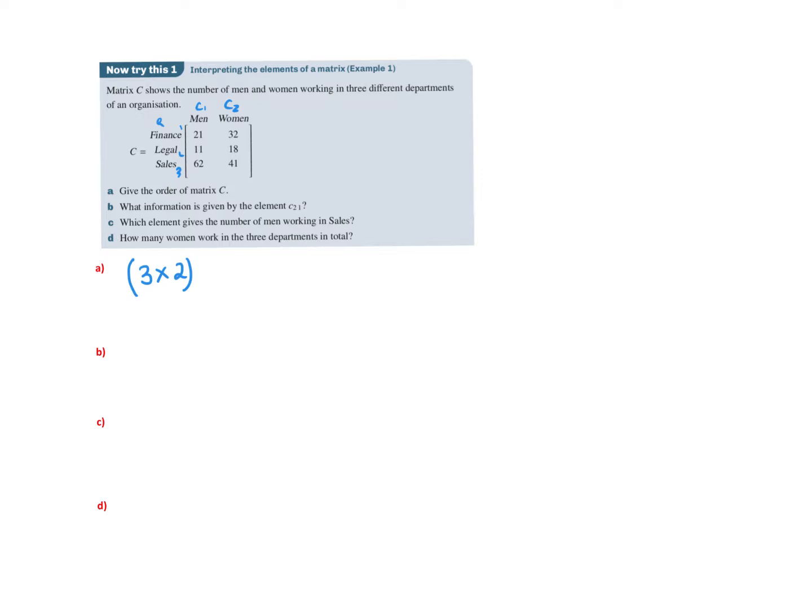Okay, what information is given by the element C21? So that means we go to matrix C, there's only one matrix. That means we go to row 2 and column 1. So if you go to row 2, column 1, it's 11. Now it's not asking us what's the number, it says what information. And so we would say that there's 11 men in the legal department. So it's telling us there's 11 men in the legal department.